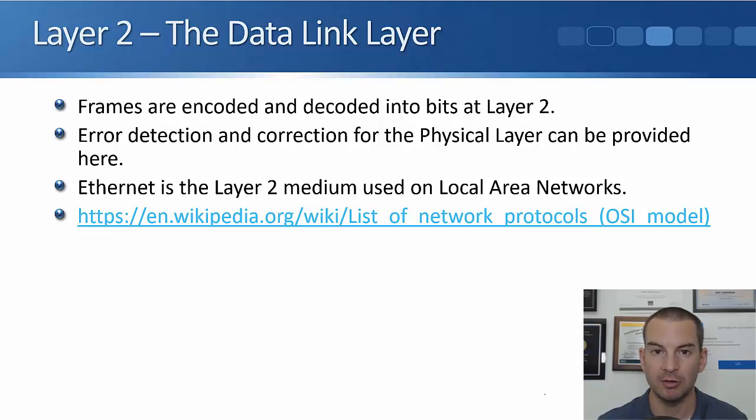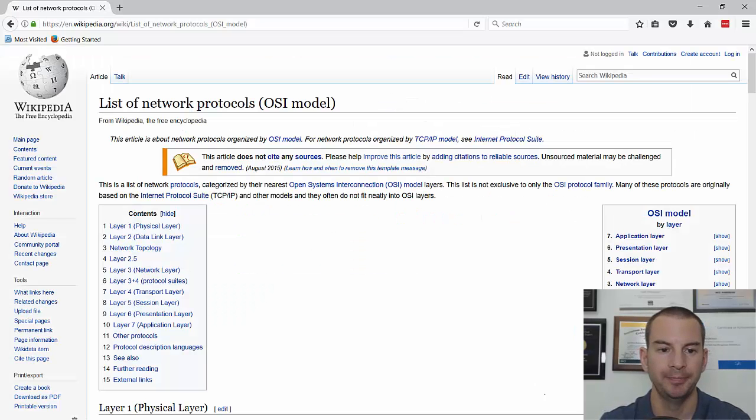In later lectures, when we get to the wide area network section, we'll talk about the layer 2 protocols that are used there. But before we start getting into Ethernet, let's actually have a look at some of the different layer 2 protocols. So you can see on my slide here, I've got a link going to a page on Wikipedia where there's a list of network protocols. Let's open that up now.